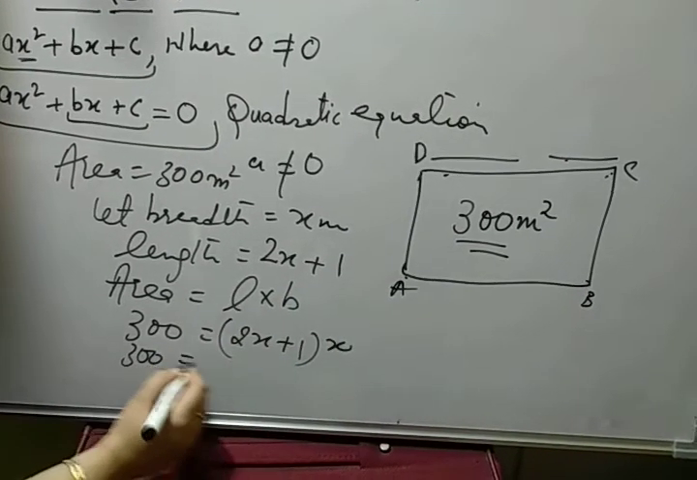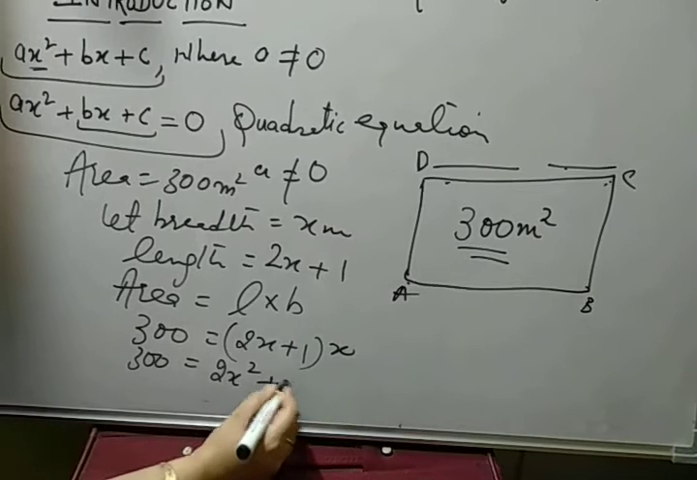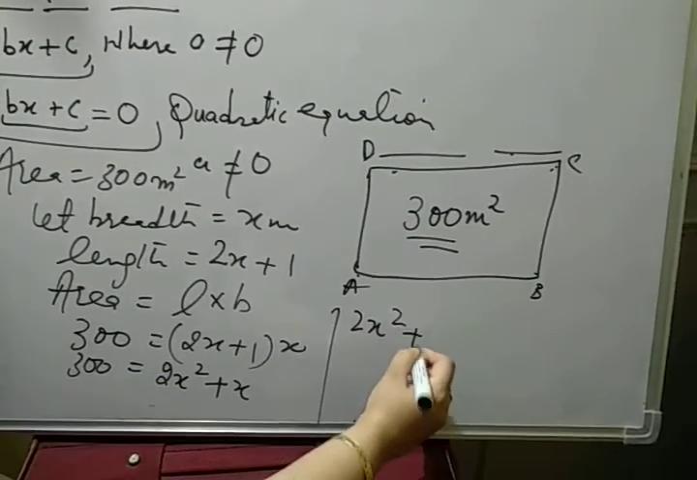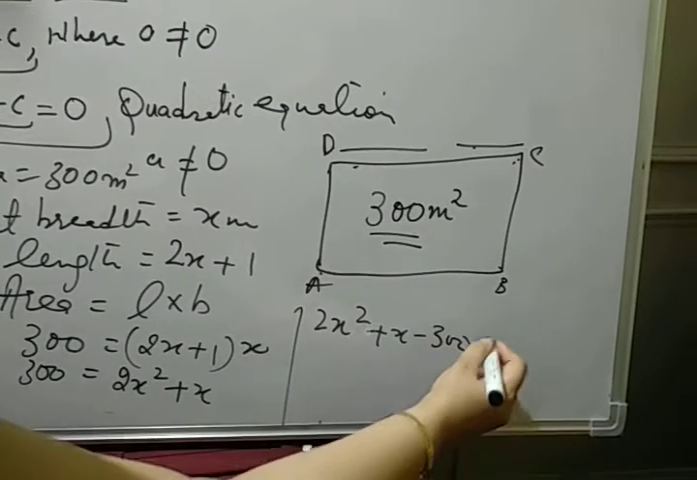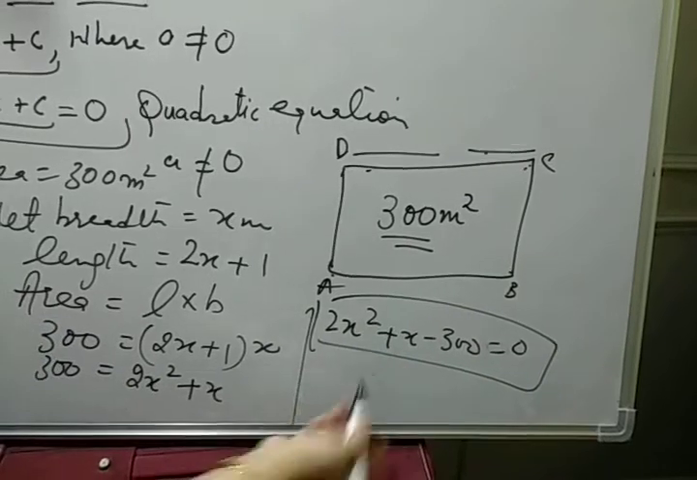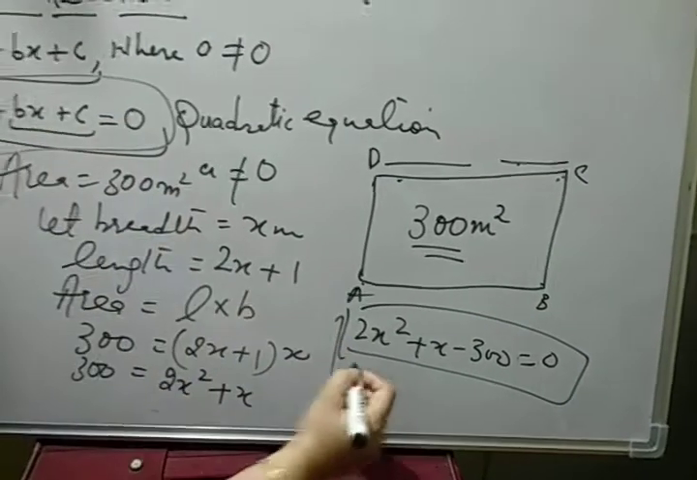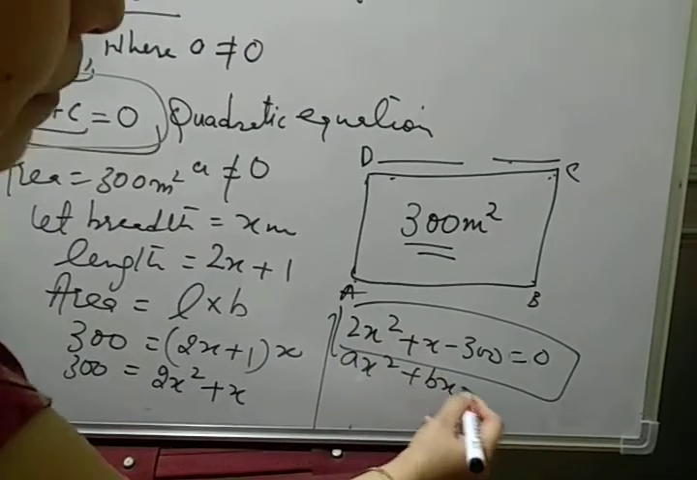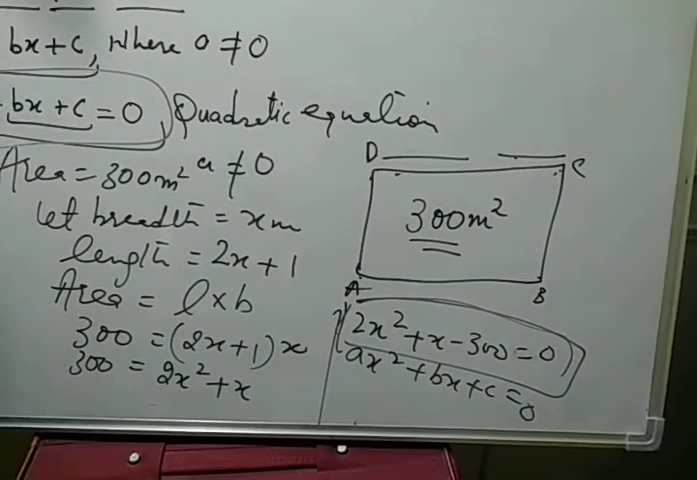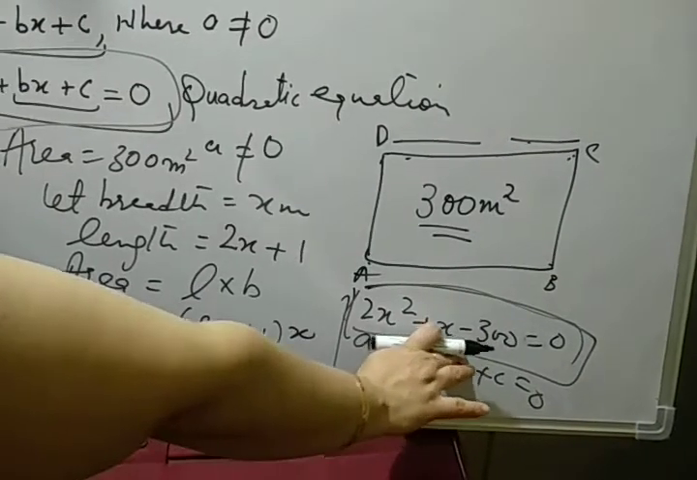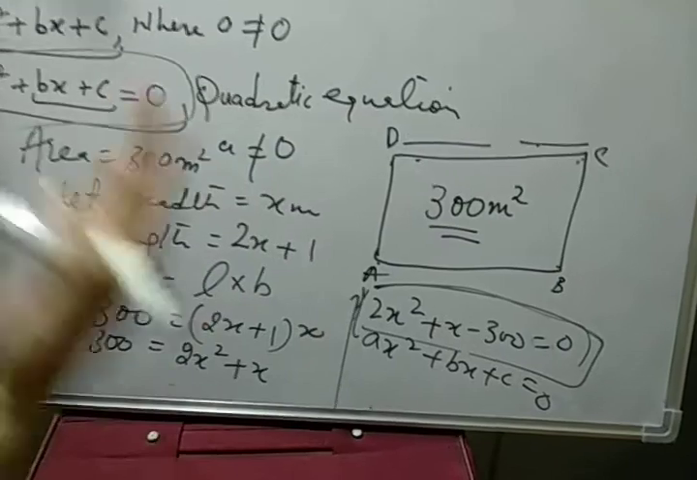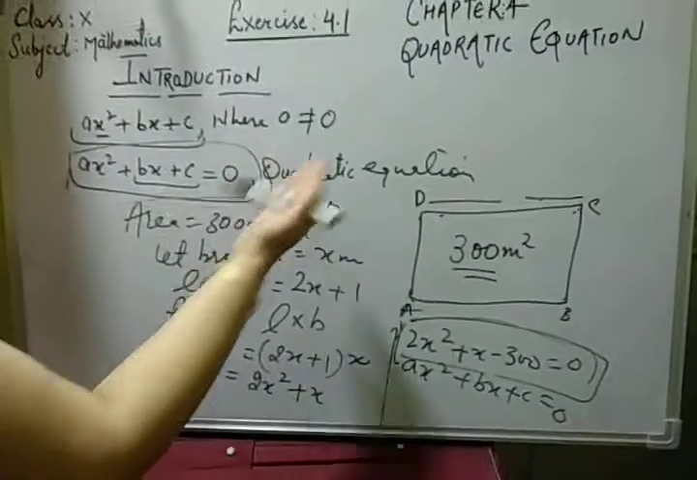When we multiply, 2x square plus x, and when we shift 300 here, 2x square plus x minus 300 is equal to 0. Right? This is exactly the same as ax square plus bx plus c is equal to 0. This is your quadratic equation. So if you solve this quadratic equation, you will get the length and the breadth of the rectangle. In this way, in our real life, we can also use this quadratic equation.